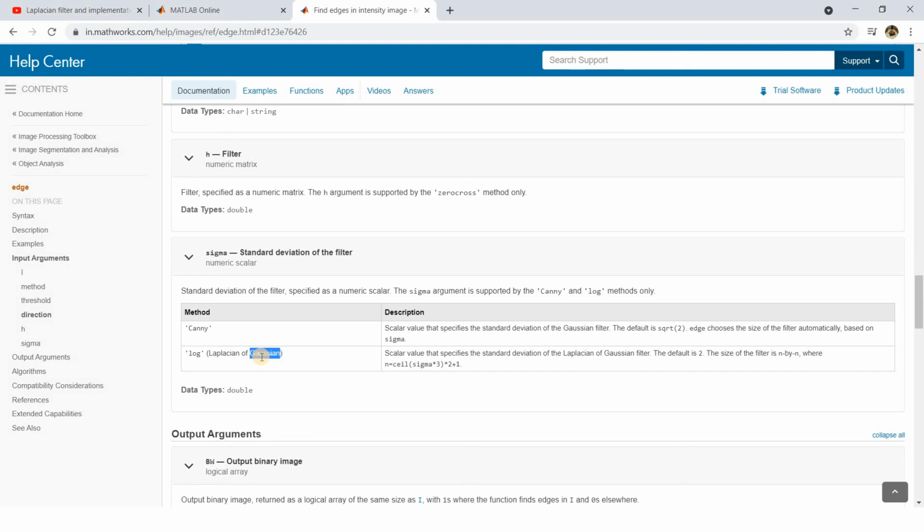So I hope the overall story of LOG is clear to you. This is nothing but an advanced version of the Laplacian filter, or double derivative, to avoid the noise. That's it. I hope you have enjoyed this.